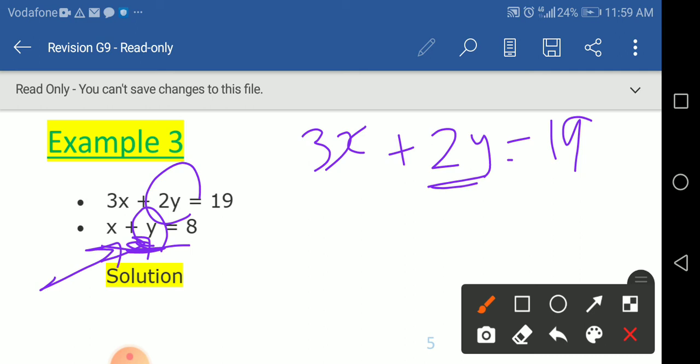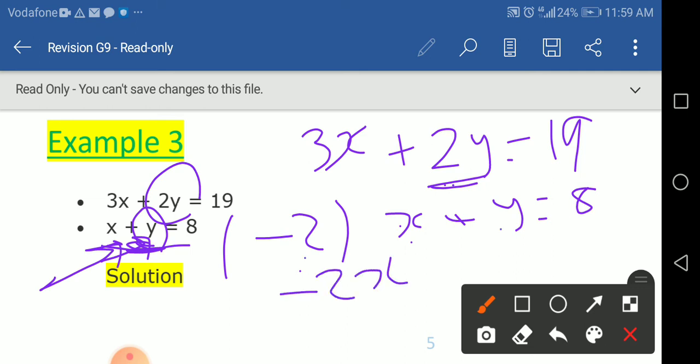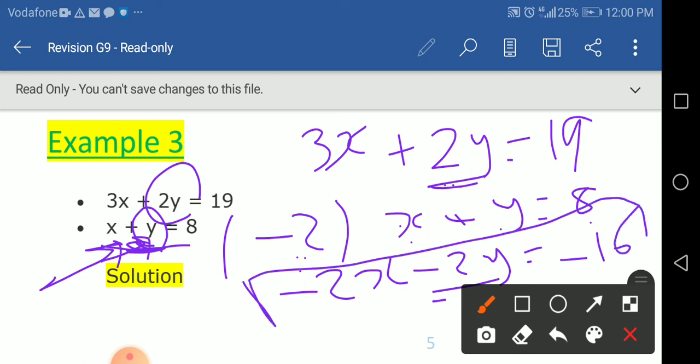I have here positive y. What should I do to make it negative 2y? Multiply by negative 2, of course. So negative 2 times x plus y, okay guys, equals 8. Negative 2 times x gives me negative 2x, negative 2 times positive y, negative 2y. Negative 2 times 8 gives me negative 16. So the new equation is negative 2x minus 2y equals negative 16.